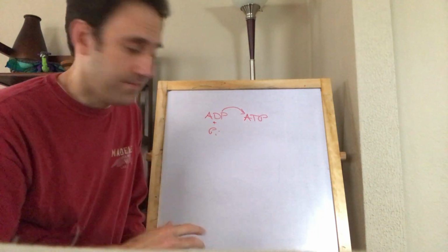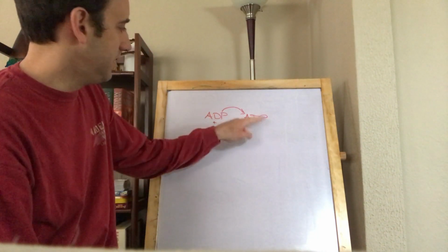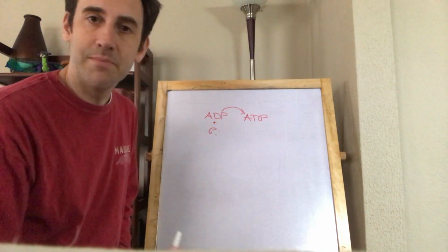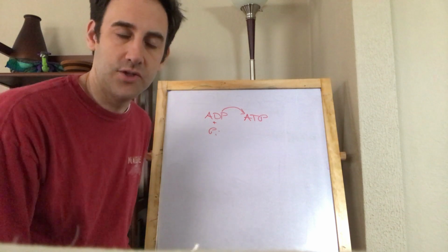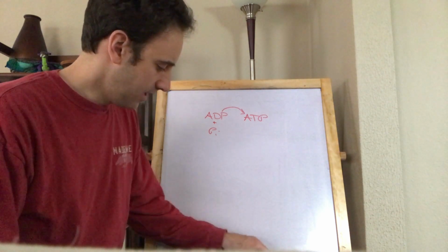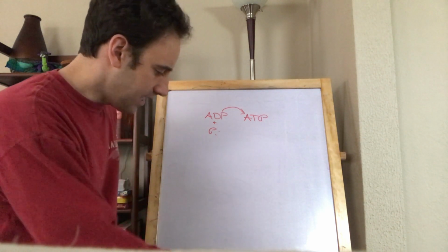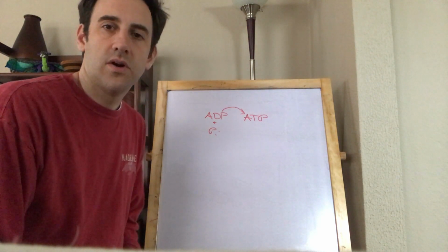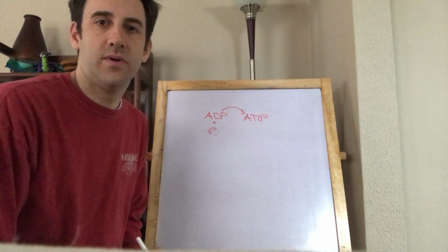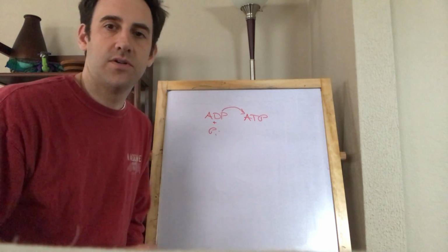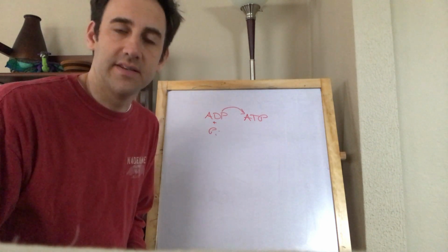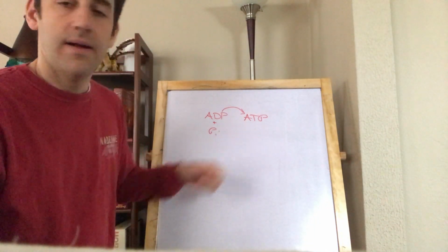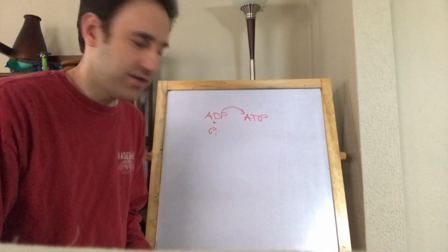We have a problem though, and the problem is doing this requires the input of energy. In other words, it has a positive delta G. The change in free energy is positive. And so the key to this whole unit is we need to use what we call an exergonic process, or one that releases energy, and use it to drive an endergonic process, or one that requires energy. So the production of ATP is endergonic, and so we need to combine that with an exergonic reaction.